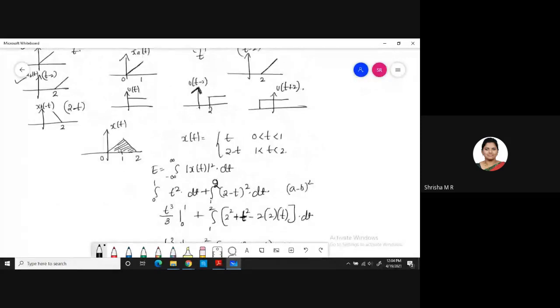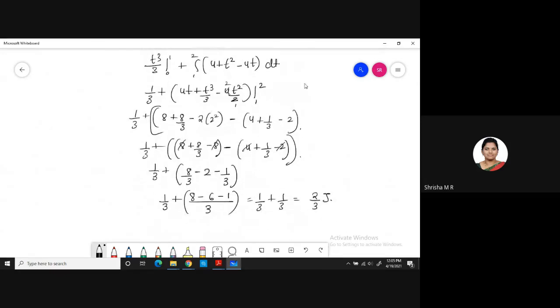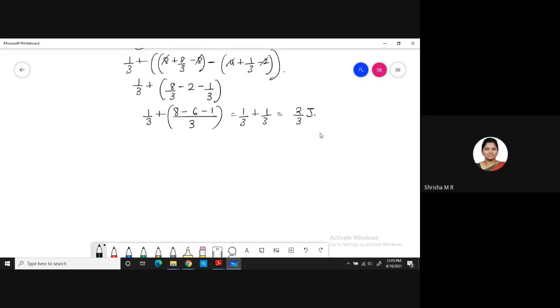How do we get the energy of this triangular waveform? From 0 to 1, we take the equation as t, and from 1 to 2, it is 2 minus t, because this is t minus 2, and its reflection is 2 minus t. So 2 minus t is of the form a minus b whole square. Expand that and integrate, and upper limit minus lower limit, you get 2 by 3 joules. And we have two more elementary functions.